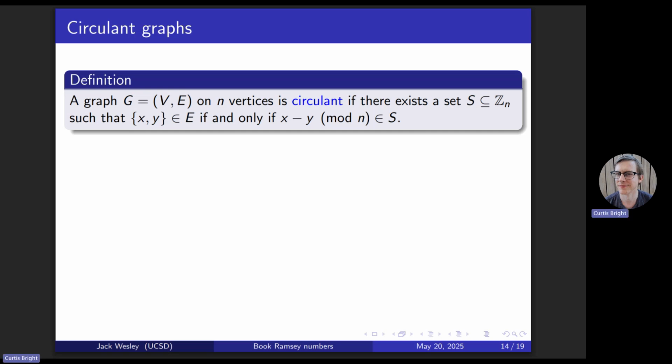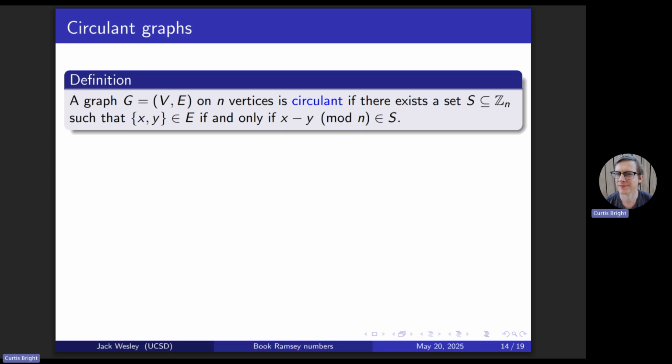So a hint of where to search is to look at circulant graphs. A circulant graph is a graph where if we take all the n vertices of this graph, put them around in a circle, then we find this set S of distances where we connect them. We connect vertices if and only if their distance mod n lies in this given set.